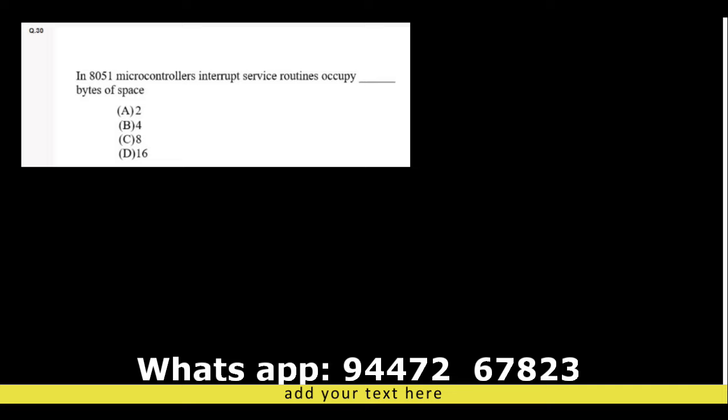And this question: in an 8051 microcontroller, the interrupt service routine occupies dash bytes of space. Actually, I don't know. Please try to find out the answer for this question. We have to check some document. Mostly the 8051 compiler will provide this information. Compiler documentation can provide this information. So please check this question. Then if you find the answer is not 8, then raise the objection.